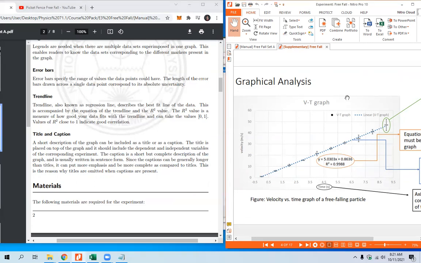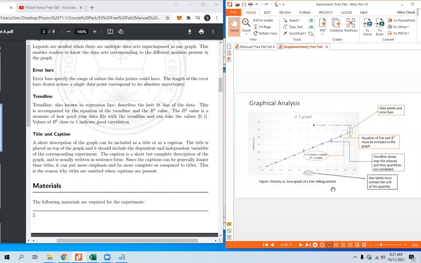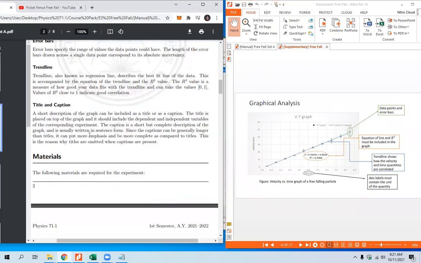For example, ano ang caption ko dito sa graph na ito? Ang caption ko dito, itong nasa ilalim, "Velocity versus time graph of a freely falling particle." Notice dito na hindi naka-sentence form yung caption. Kasi nga, sabi lang naman, usually written. So, pwede niyong gawin yan, pwedeng hindi. It's up to you. Mas recommended lang na sentence form gawin.